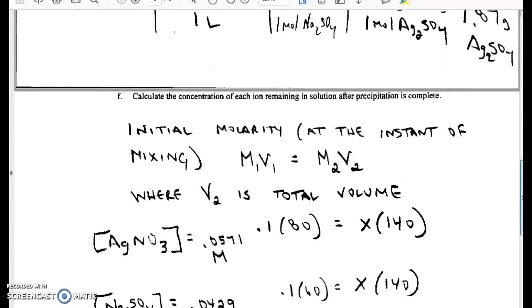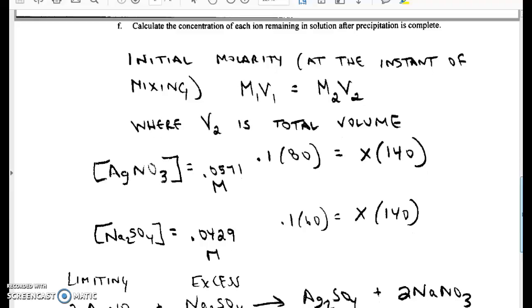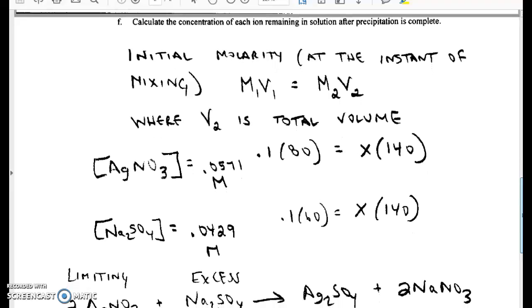So here's the challenging part, is calculating the concentration of each ion remaining in the solution after precipitation is complete. So the way I think about it is I want to calculate first the initial molarity of each of the ions at the instant of mixing. So in that sort of false particle diagram that we did in class, where we're talking about the ions that are mixing together before any precipitation occurs. And to do that, we use the dilution equation, M1V1 is equal to M2V2, where V2 is the total volume of the two solutions that we're combining.